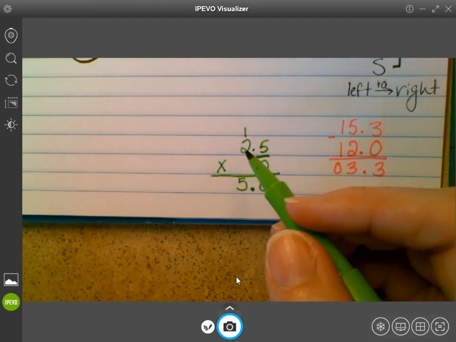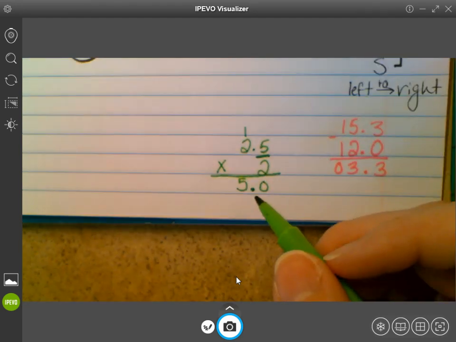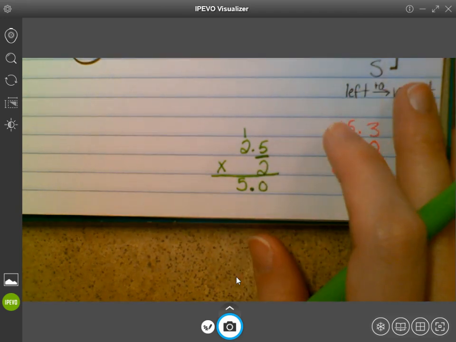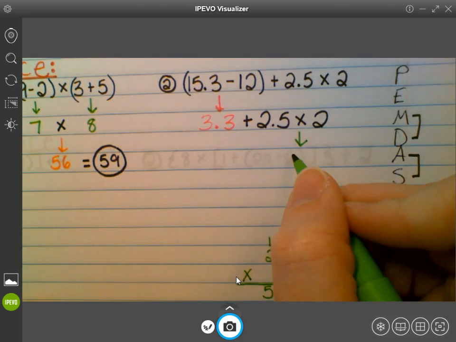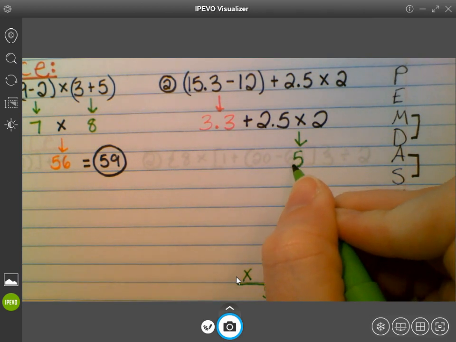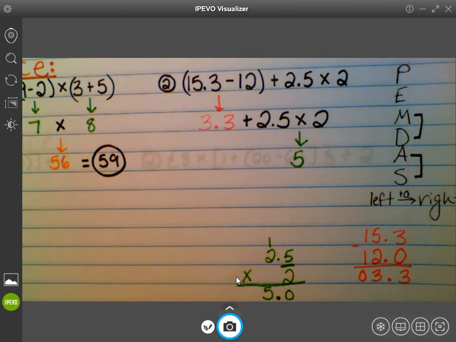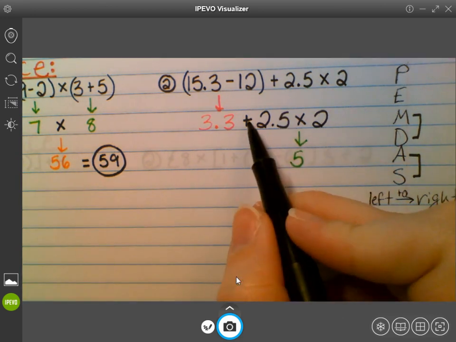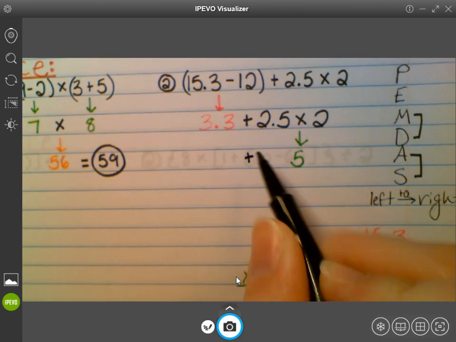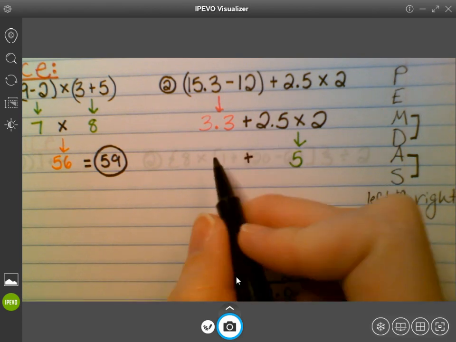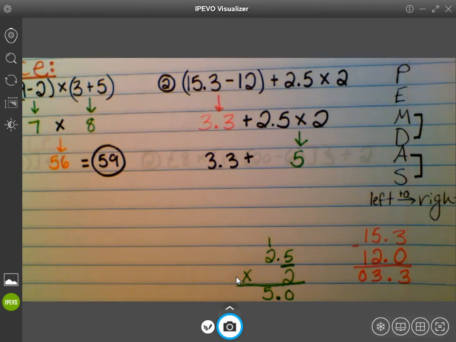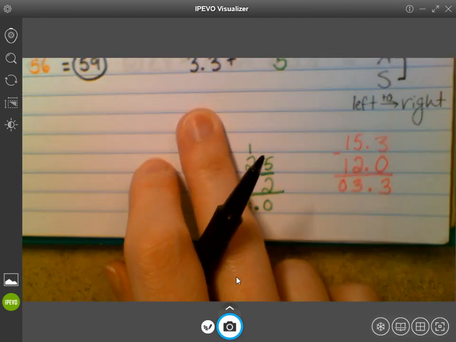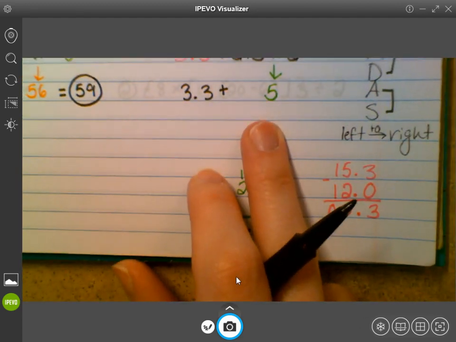And this one, it looks like we're just dropping it down, but that's not what we're actually doing. My 2.5 times 2 actually gets me 5. And then I need to bring down the addition symbol. Even though I still have 3.3, I still need to bring it down, because I haven't done anything with the 3.3 yet. So now I have 3.3 plus 5.